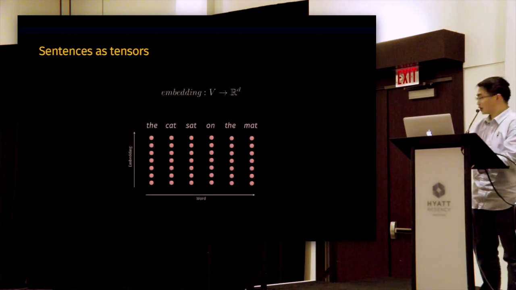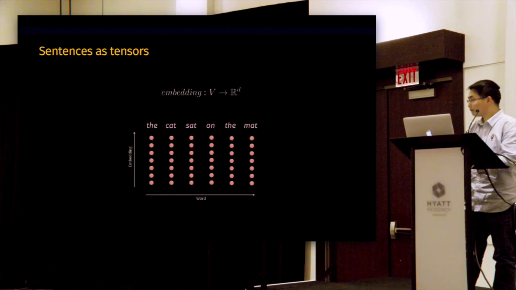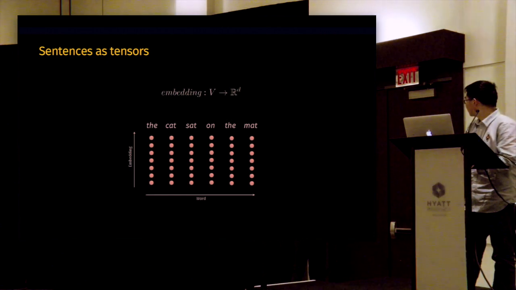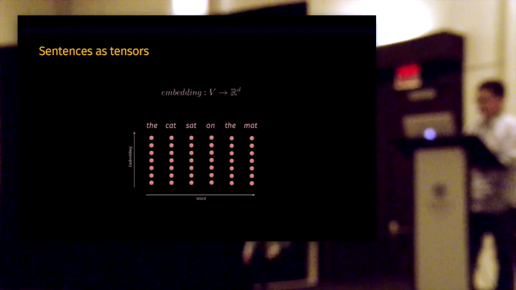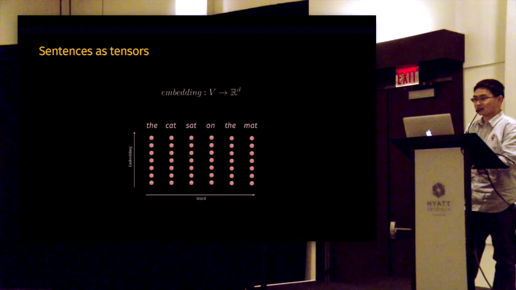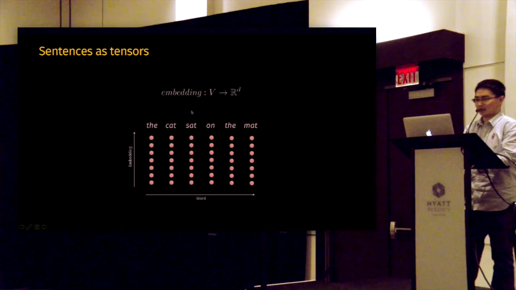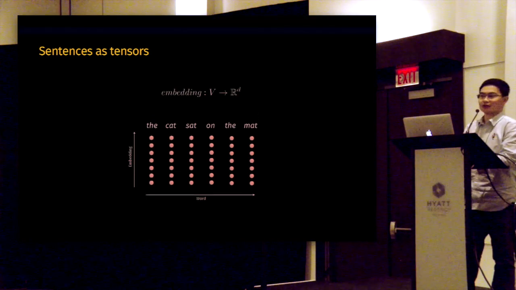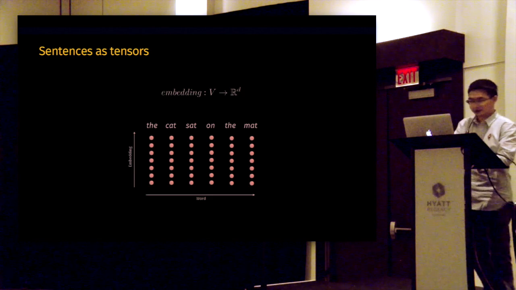Or in natural language processing, we have a function called embedding that maps the set of vocabularies, maps each word to a d-dimensional real vector, and that is the embedding function. So for example, the phrase here, the cat sat on the mat, every word is encoded as a vector, so the whole phrase is encoded as a matrix. So a sentence or a phrase in natural language processing would be represented as a 2-dimensional tensor.